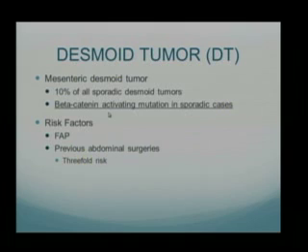Other risk factors for desmoid tumors are FAP, as well as previous abdominal surgeries. If patients have a tendency or genetics, again, it's really hard to explain, but some patients have had previous abdominal surgery and subsequently developed desmoid tumors.